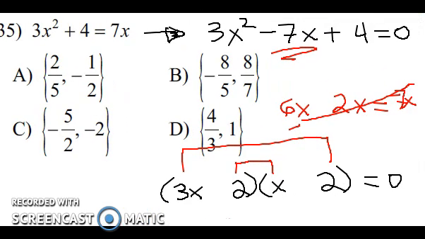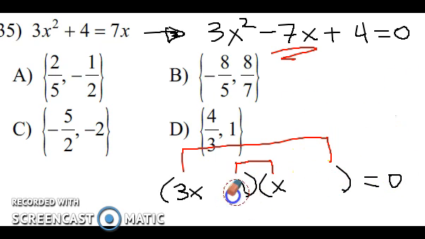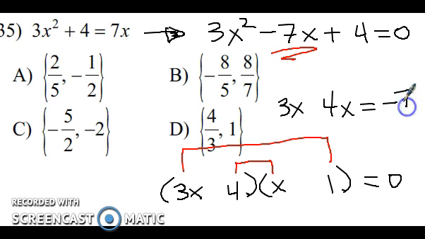So I'm going to try and see if I can factor with a 4 and a 1. So I'll put the 4 here and the 1 here. And I get a 7 out of that. The outer gives me a 3x, and the inner gives me a 4x. And I can get a negative 7x out of that. Both of these are negative. That means that I need a negative 4 and a negative 1. So from here, if I set my factors equal to 0 and solve, I'm going to end up with D for my answer on that one.